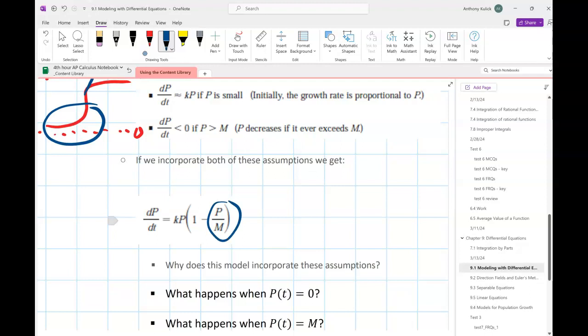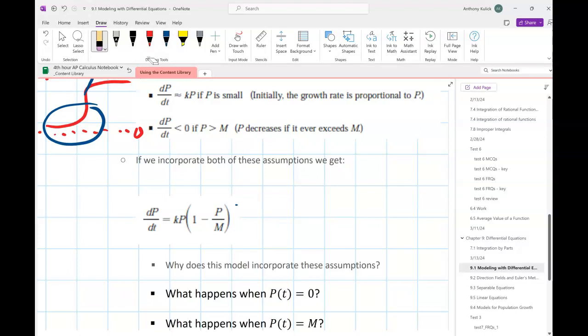If P is between 0 and M, what is P over M? Less than 1, right? And 1 minus something less than 1 is positive. So still having growth, right? Because you're still under the carrying capacity. Everybody agree? And the closer P is getting to M, the smaller this number is, so the slower it should be growing. Everybody agree? Because you're multiplying by a number very close to 0.